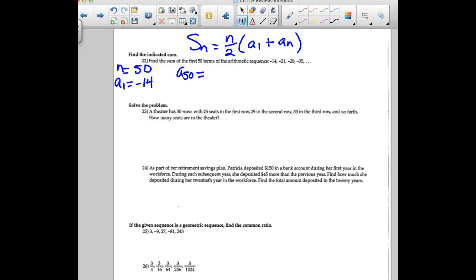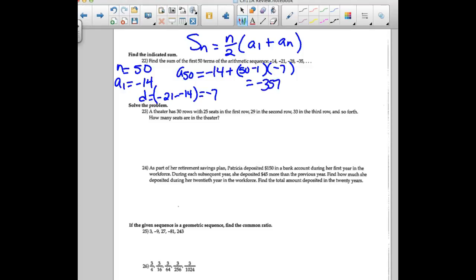All right, so our last term, we start with our first one, -14. We're going to add n minus 1 of our common differences. n is 50, so 50 minus 1, or 49. Our common difference, we are taking our second term minus our previous term of -14, which gives us a -7 for a common difference. So I have -14 plus 49 times -7. Our 50th term should be -357.